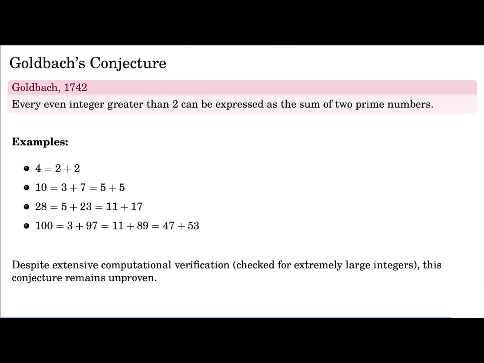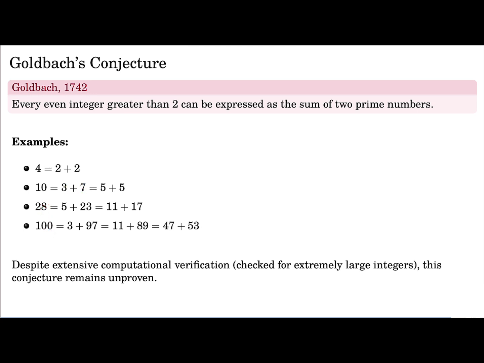The first is Goldbach's conjecture, and it's from 1742, so quite a while ago. It says that every even integer greater than 2 can be written as the sum of two prime numbers. For example, the number 4 you can write as 2 plus 2, right? The number 10 you can also write as the sum of two prime numbers. 28, 100, and so on.